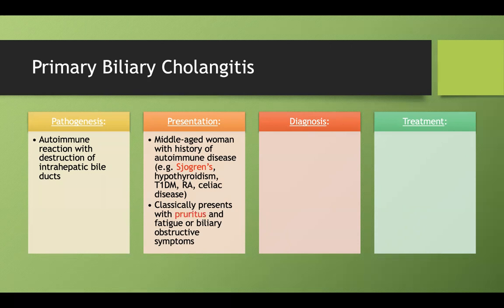So the key, I think Boards and Beyond told me this, is that if you ever see a woman with pruritus, the first thing you should consider on test is PBC. And I didn't believe that at first when Boards and Beyond said that, but I don't remember seeing a PBC question where pruritus was not mentioned. So it's actually a really high yield symptom. If you ever see a middle-aged woman with pruritus, first thing you should think about is PBC.